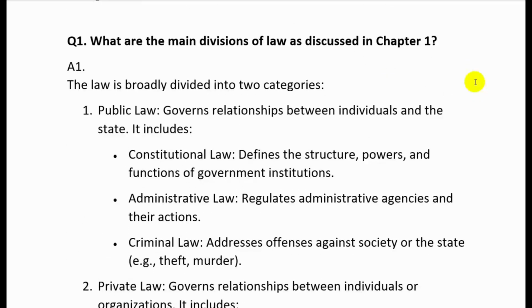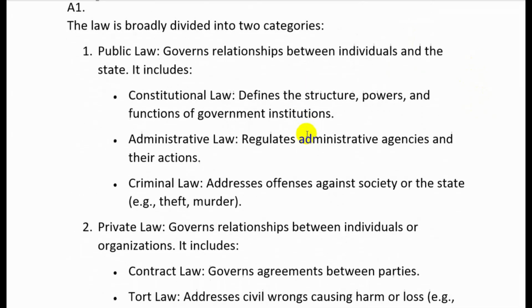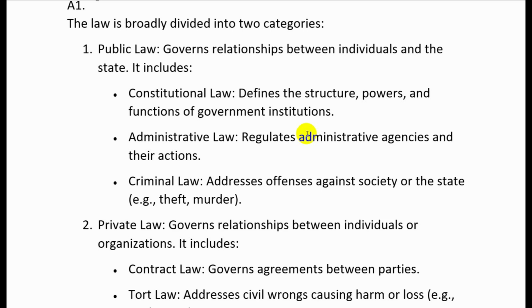What are the main divisions of law? The law is broadly divided into two categories: public law and private law. Public law governs the relationship between individuals and the state. It includes constitutional law, administrative law, and criminal law. Constitutional law defines the structure, powers, and functions of the government institutions. Administrative law regulates administrative agencies and their actions. And criminal law addresses offenses against society or the state.